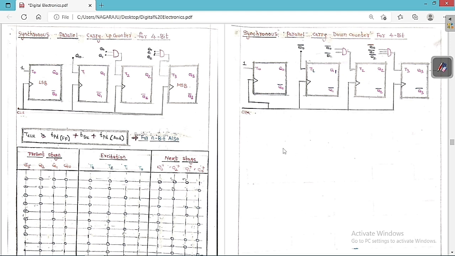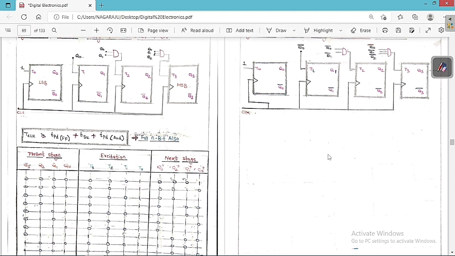So if you take all this present state and next state and then try to find what is the excitation required to change the output from present state to next state. So based on that you are going to get some expressions for T3, T2, T1 and T0. When you draw the circuit you are going to get like this, which is synchronous, this is LSB and this is the MSB. So for each and every flip-flop we are going to give the clock at the same time.